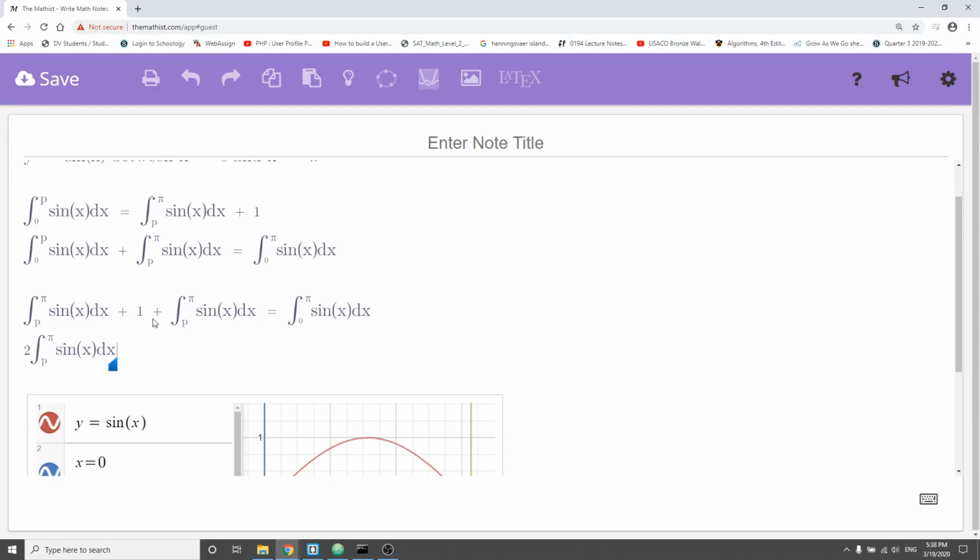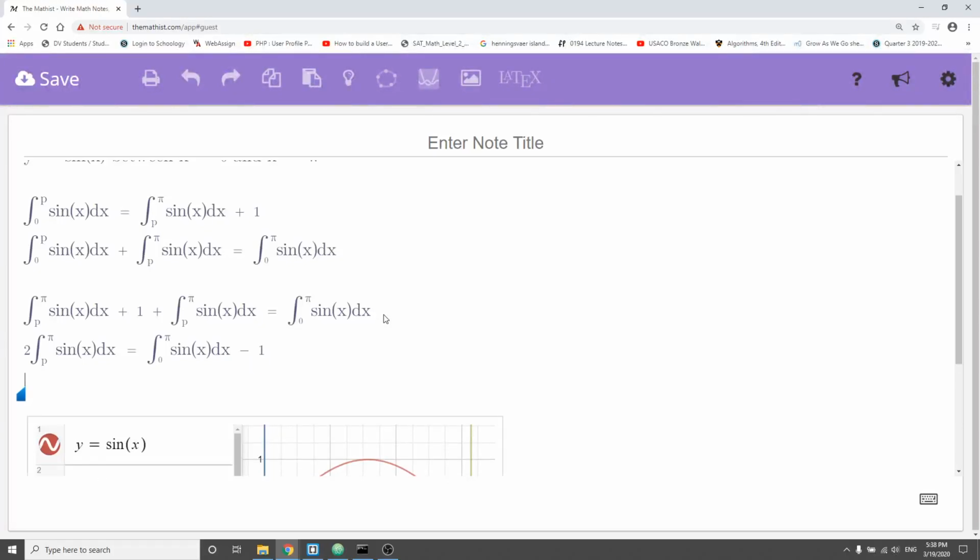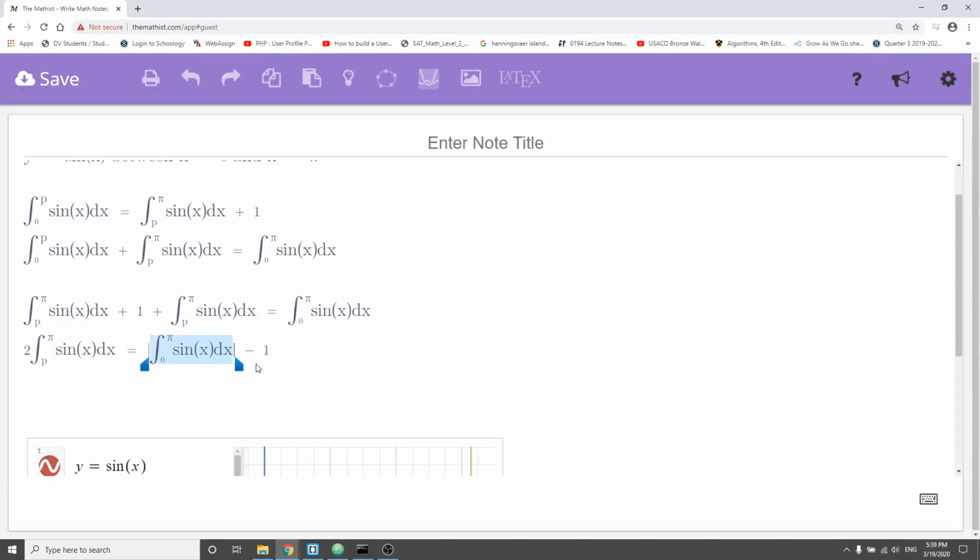And then if we take this 1 and we subtract it over, we can see that we have now 2 times this equals this right-hand side term minus 1, correct? So now we can solve for this term and make it into a number. So then we can find out what this term is as a number. So again, this is no calculator, so we can't use a calculator for this portion.